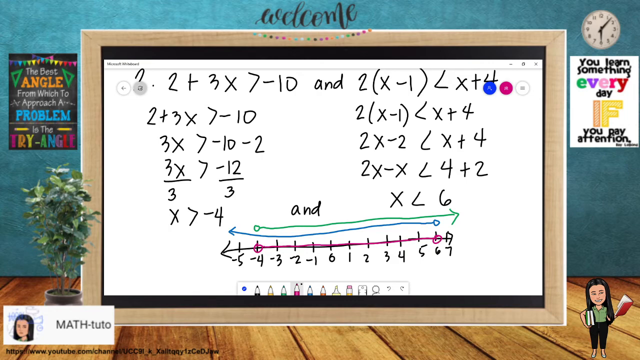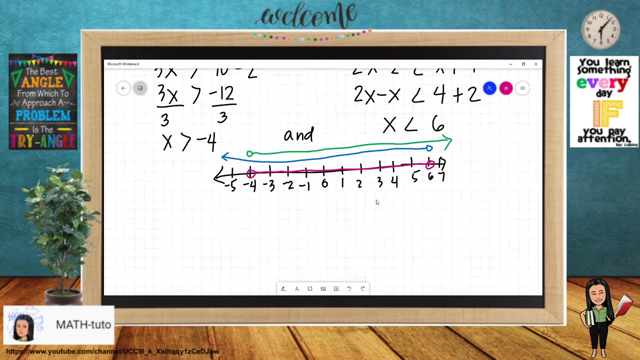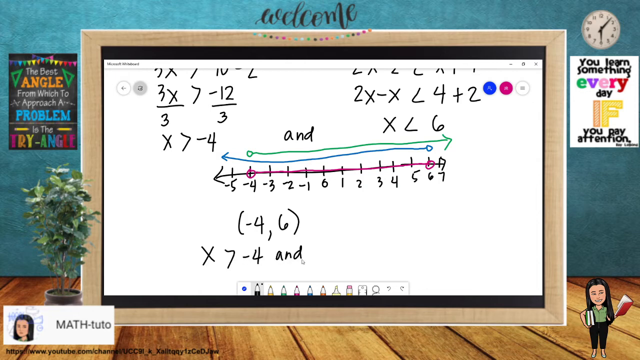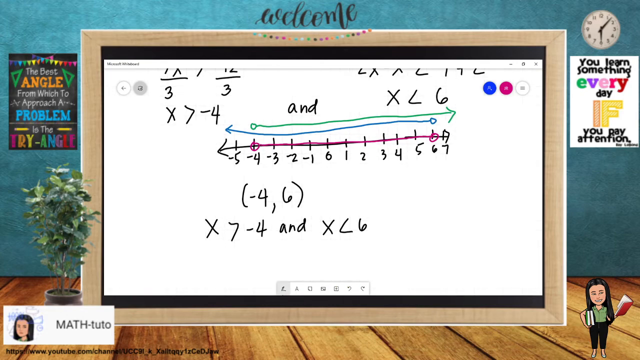Okay? Our solution in interval notation is negative 4, 6. Parentheses pareho because both are not included. And another way to write x greater than negative 4 and x is less than 6 is in this manner. So, greater than negative 4 but less than 6. Okay, ito yung interval notation. This is our graph and this is our solution set, written in two ways. Okay, let us have another example.